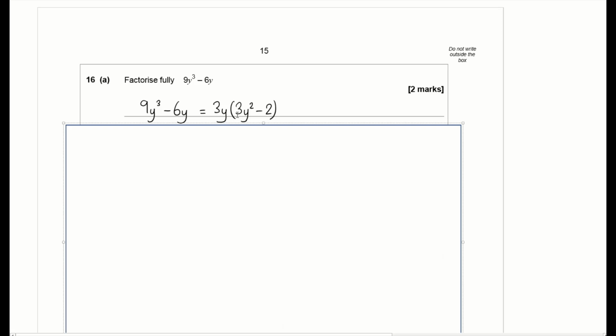3y would need to be multiplied by 3y squared to return it back to 9y cubed, and 3y would have to be multiplied by negative 2 to get it back to negative 6y. So that is the final answer just there.